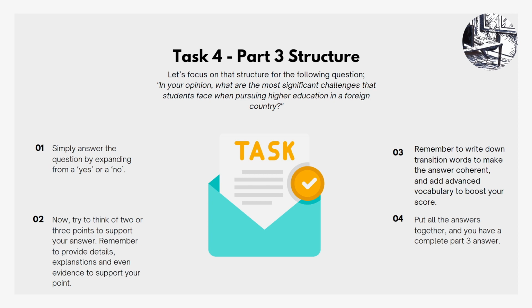Use details, explanations, and evidence to support your points. Remember to use those transition words, so going from firstly, secondly, or in addition, on top of that. And if possible, add that advanced vocabulary to your answer to boost your score. Unfortunately, you cannot write this down in the actual exam, but you can write it down for this task, and this will help you for the future. Once you've done questions 1, 2, and 3 together, you can then compile your answer and it'll be a complete part 3 answer.